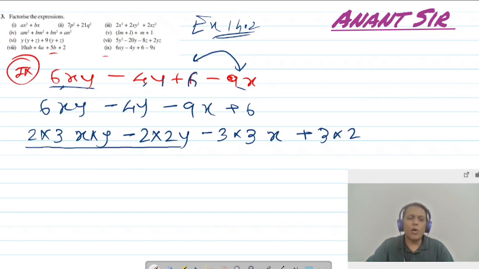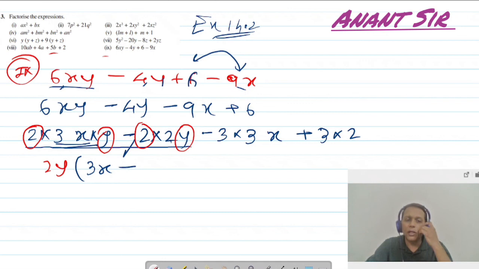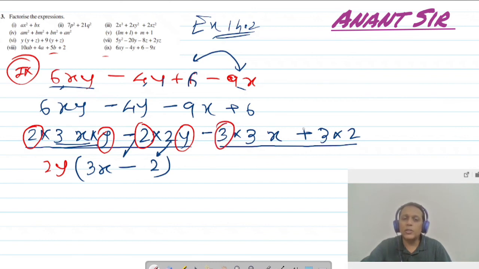So what can I take common in the first two terms now? What do you think? It's 2 in both the terms and y also. So when I take 2y common, what will remain inside will be 3x, then minus 2. And what will happen in the third and fourth term? What is common? It's 3 only. And what is the sign? Minus.